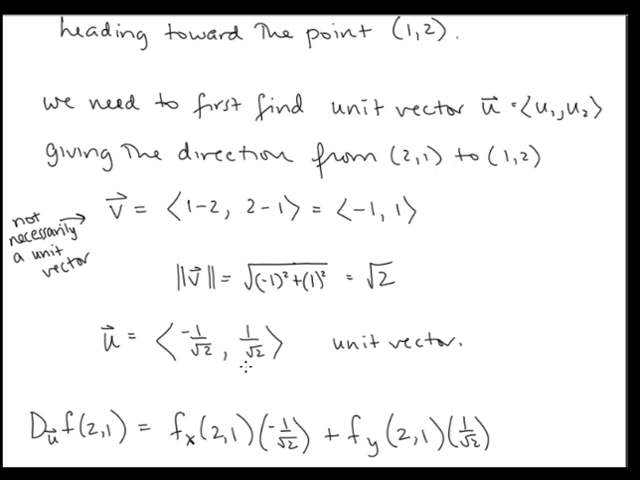Now that we have the component notation of the unit vector, we can go ahead and find our x partial and our y partial derivatives at the point 2, 1 and complete the computation.